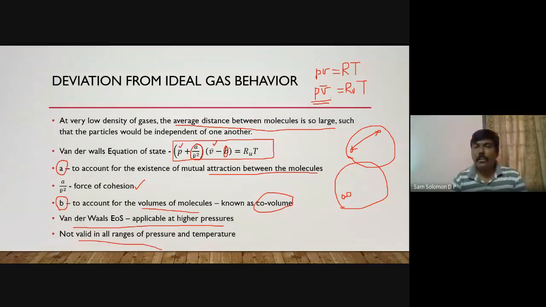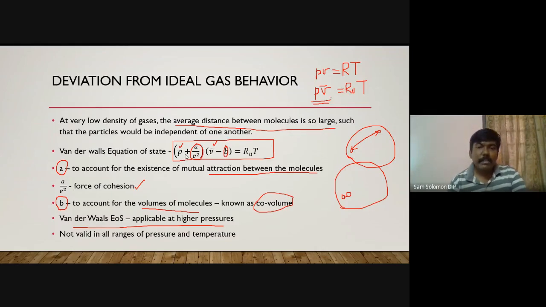Okay, it is not valid in all ranges of pressure and temperature. It is valid only at higher pressure. Okay, and remember the equation. It is not P plus A by V bar squared divided into V bar minus B equal to RU into T.